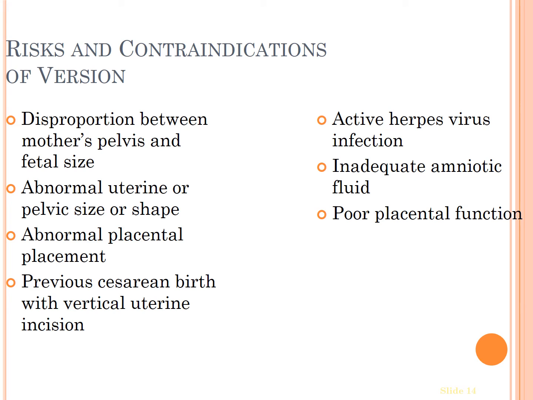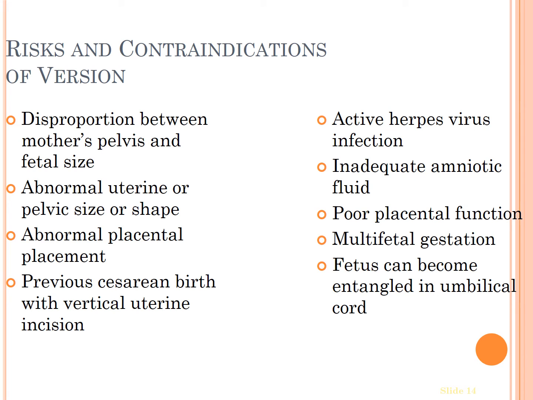This can probably be determined on NST or a biophysical profile. Or maybe mom has been managed and observed throughout her pregnancy for this abnormality. And so this would not be one that we would want to bring in to do a version. And then, of course, multi-fetal gestation. It's just too crowded. And one of the other risks is that they can get entangled with their umbilical cord. It can knot up. It can get around the neck a couple of times. And so all these risks are discussed with mom, and her partner, to make sure they understand.